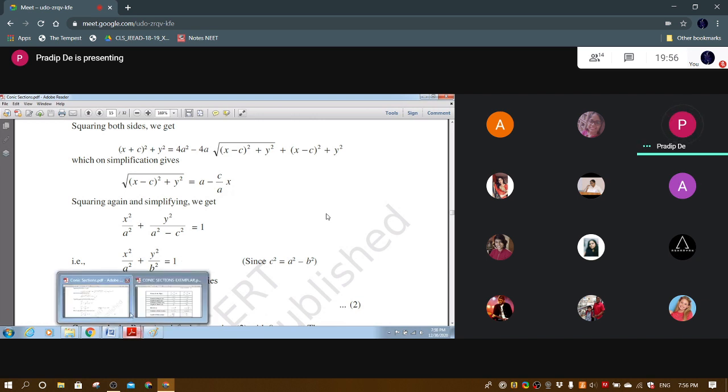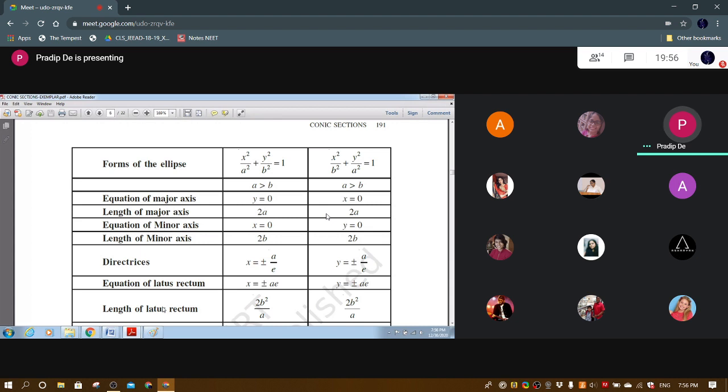Have a look, and note it down also. Don't look at the second column; I'm coming to the second column later. First column: x square upon a square plus y square upon b square is equal to 1.